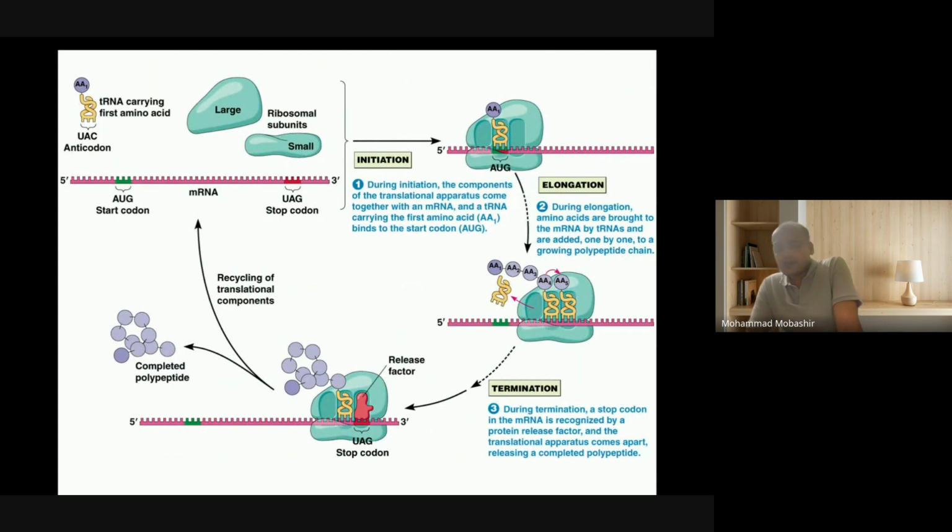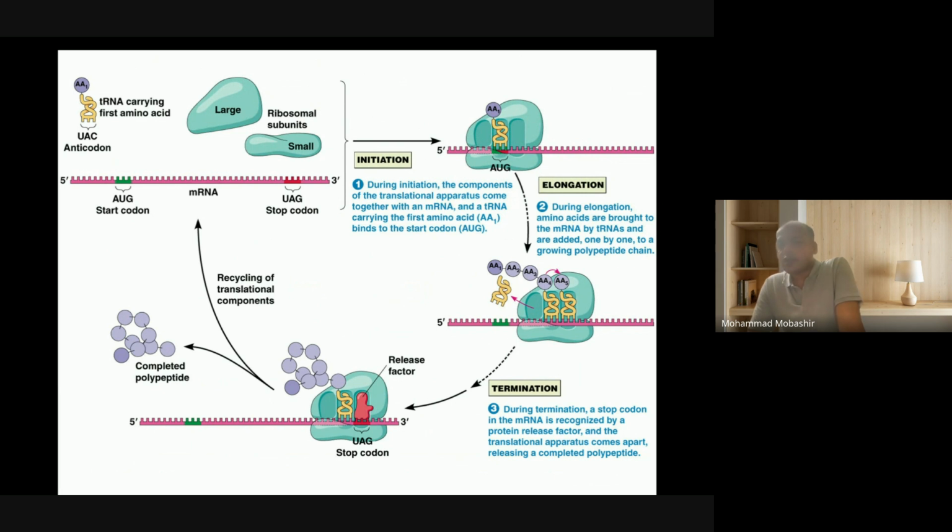Now, the complete map of these three steps, initiation, elongation, and termination, can be seen here. From here, you can see the initiation process takes place. During initiation, the components of the translational apparatus come together with an mRNA, and the transfer RNA carrying the first amino acid binds to the start codon, that is AUG. And then during elongation, in the second step, amino acids are brought to the mRNA by transfer RNAs and are added one by one to a growing polypeptide chain.